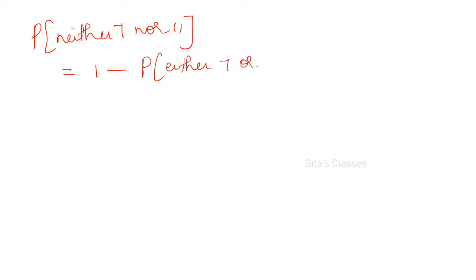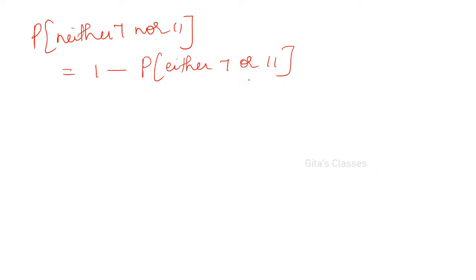So the probability that neither 7 nor 11. Actually, these two problems I had given already yesterday in the previous class. That only I am doing. So neither 7 nor 11 means 1 minus P of either 7 or 11. Yeah, 7 by 9. Divya, excellent. Very good. Yes, ma. 7 by 9 is correct. Yes, the final answer is 7 by 9.